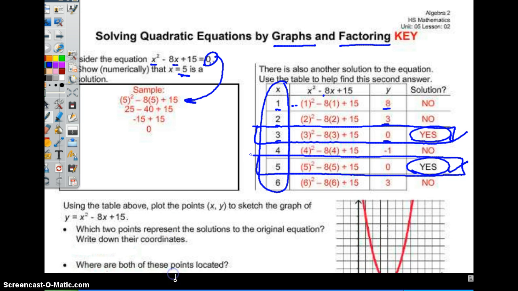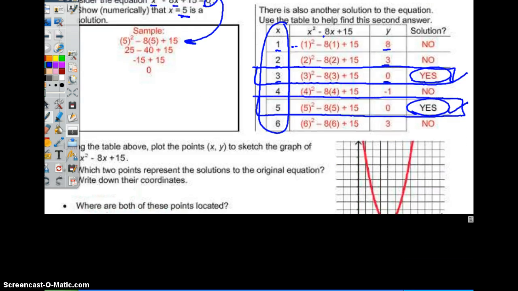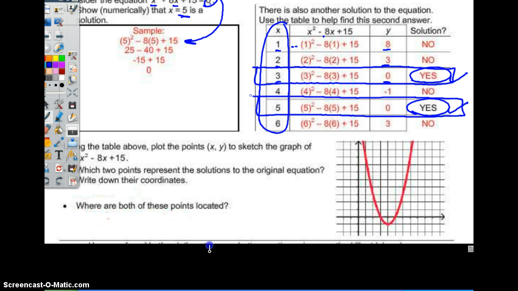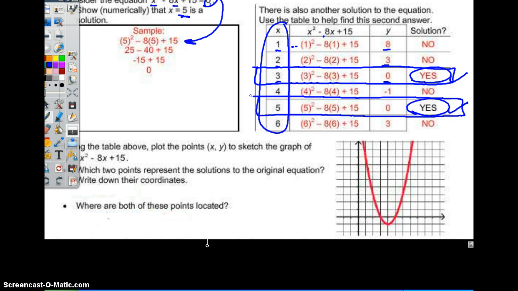On this next section, that's the table. So you're looking for zeros to find the solution. Now, on the next part of this, we're going to look at the graphs. So what I've done here is I took these ordered pairs, 1, 8, 2, 3, 3, 0, and graphed it down here. So you get this parabola.